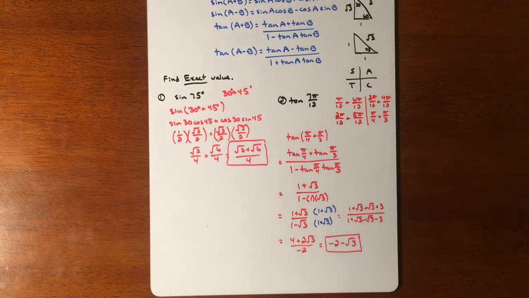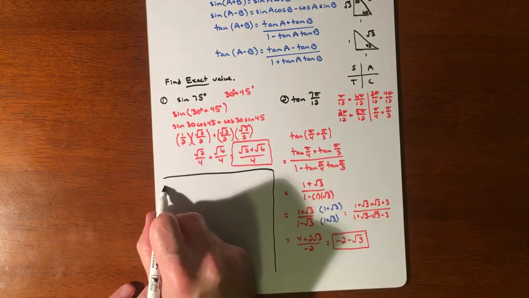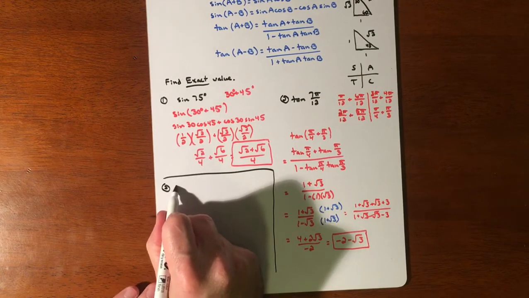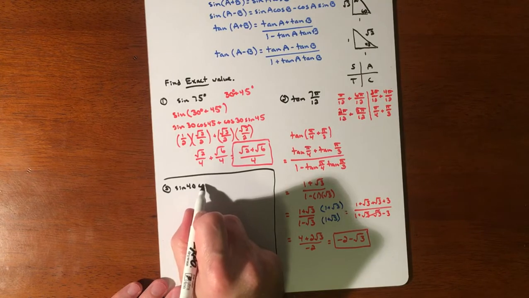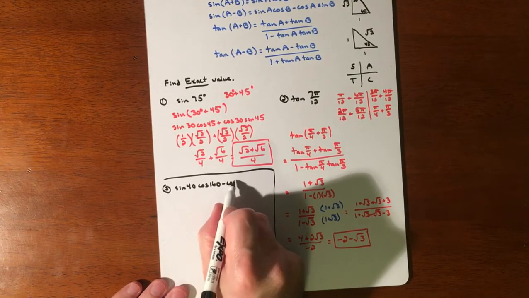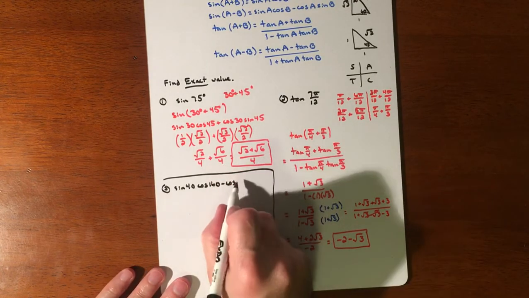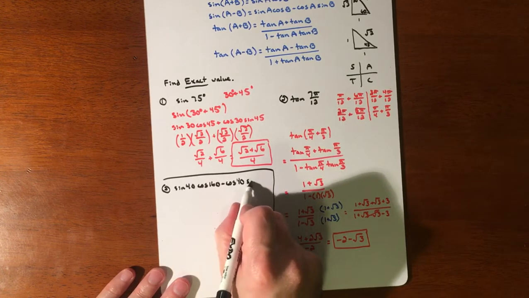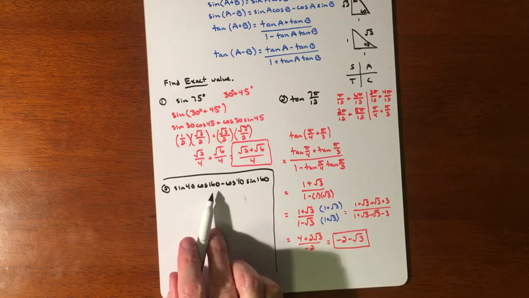So there is one other type of problem that you potentially will come across, and it is just a recognition thing and then an evaluate. So if you were sitting with sine of 40 cosine of 160 minus cosine of 40 times sine of 160. One of these is where you're looking to go backwards.